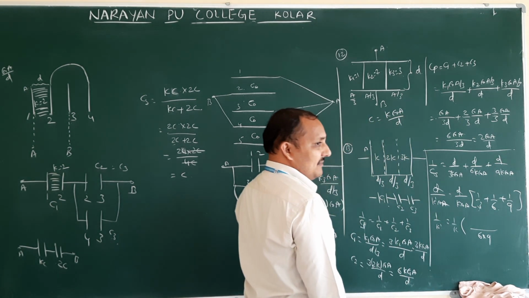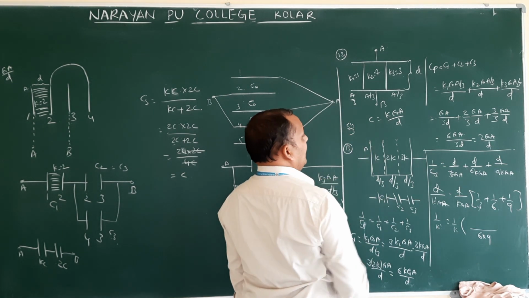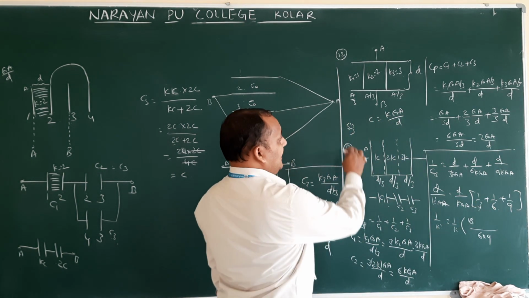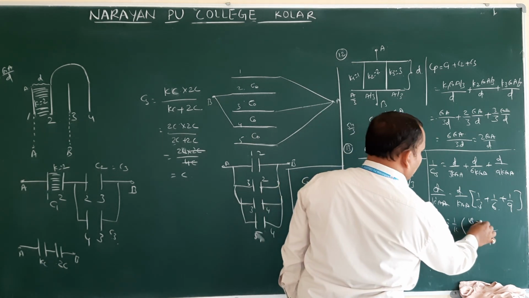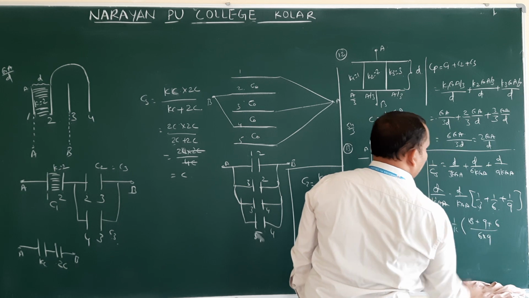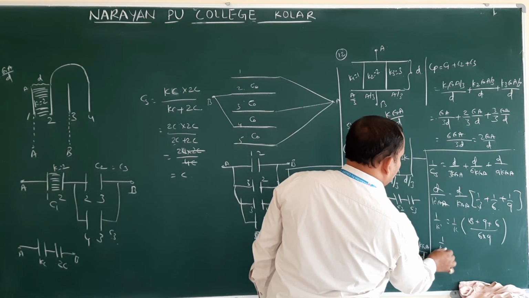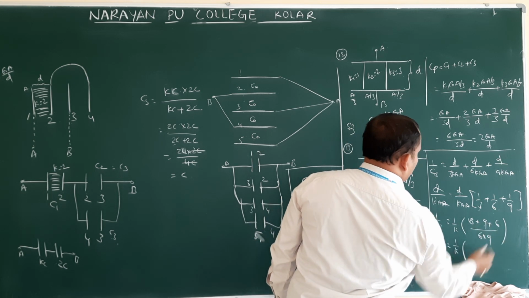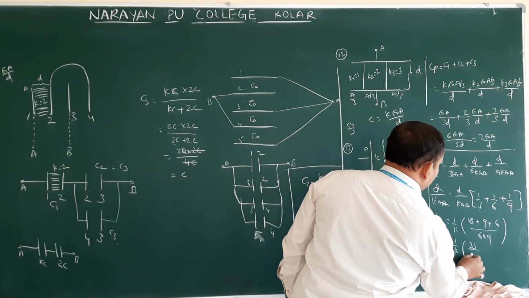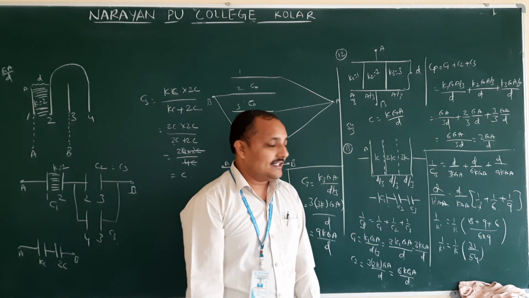54 divided by 3, how many times? 3 sixes are 18, 18 only. So 18 into 3 is 54. Plus 6 into 9, therefore 9. 6 into 9, therefore 6. You can solve this one and you will get 9 plus 6, 15. 15 plus 18, that is nothing but 33 by 54. Then K dash is equal to 54 by 33K.